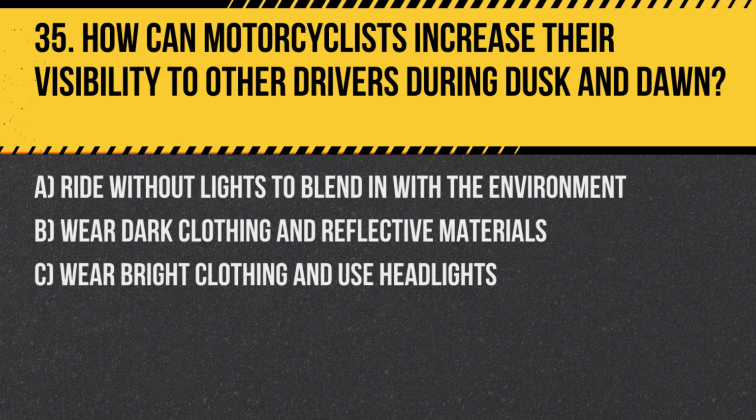Question 35. How can motorcyclists increase their visibility to other drivers during dusk and dawn? A. Ride without lights to blend in with the environment. B. Wear dark clothing and reflective materials. C. Wear bright clothing and use headlights. Answer. C. Wear bright clothing and use headlights. This combination increases a rider's visibility during times when light conditions are changing.